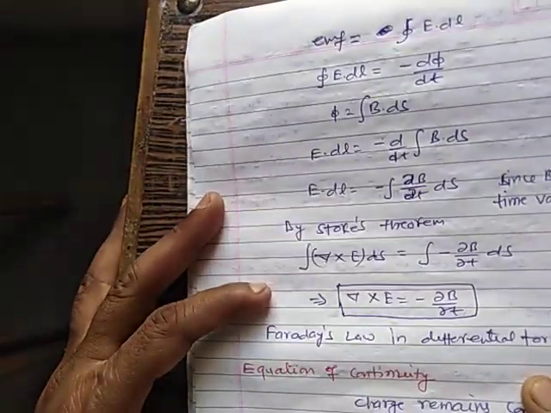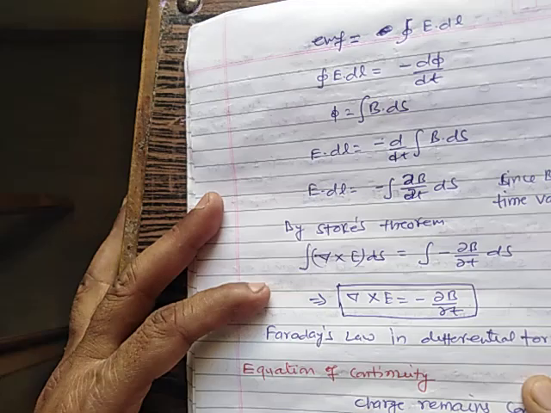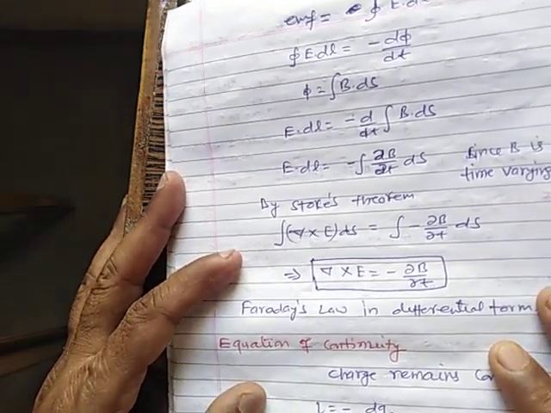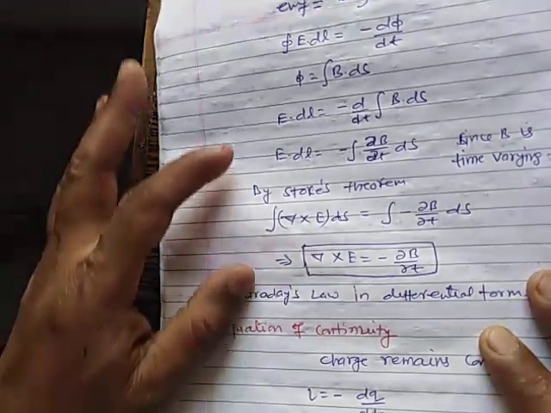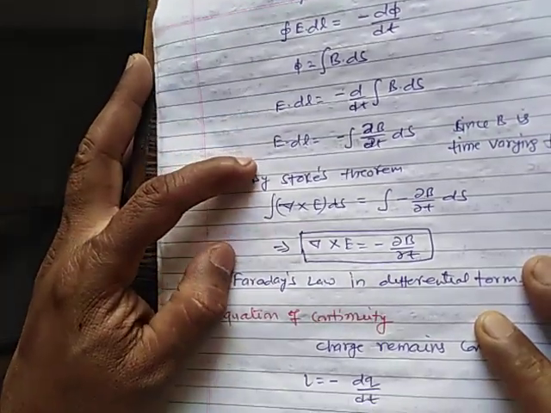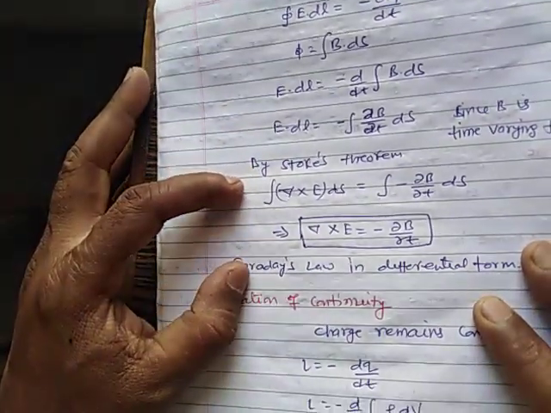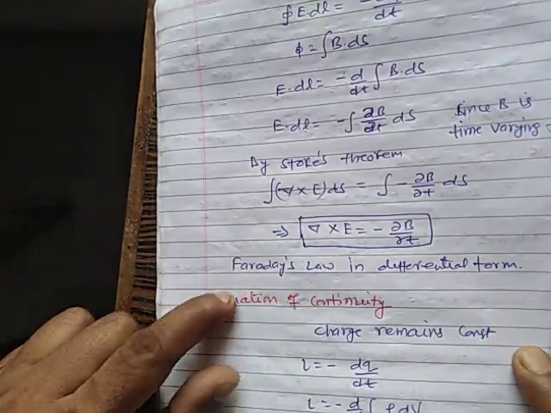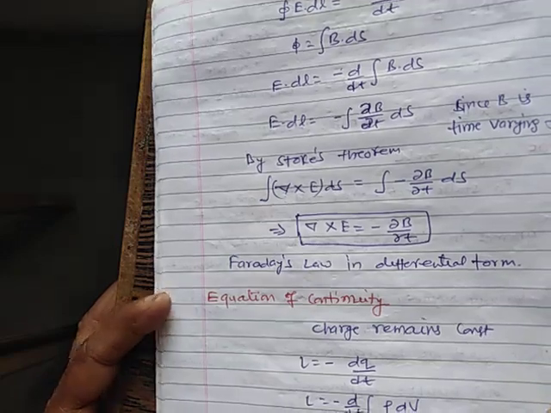So EMF is equal to integral E dot dl, as we know. So integral E dot dl is minus d phi by dt, and phi is equal to integral B dot ds. So we can convert like this, and by using Stokes theorem, we can write del cross E is equal to minus del B upon del t, and it is known as Faraday's law in differential form.